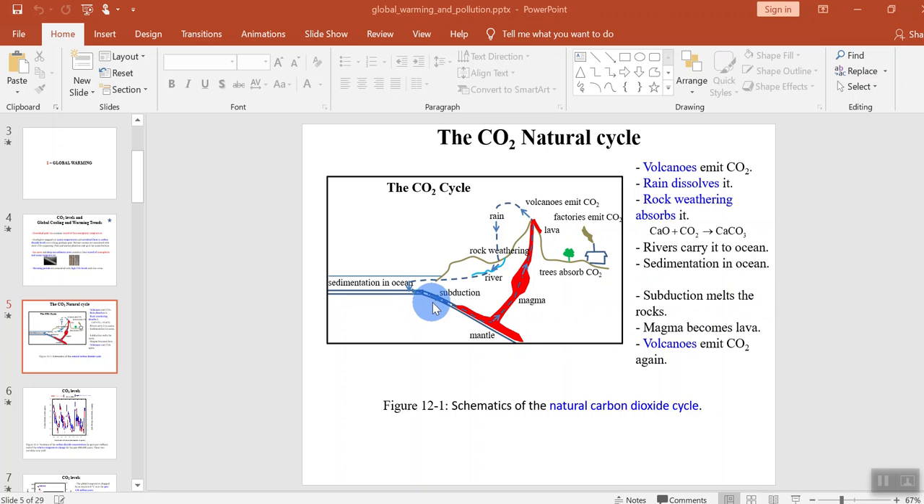Subduction melts the rocks. In other words, the plate tectonics. When a plate subducts underneath another one, at really great depths, temperature is high. These rocks melt, give magma, which becomes lava. Then volcanoes. Lava is emitted by volcanoes. Volcanoes contain a lot of carbon dioxide. They emit carbon dioxide. So that's the carbon dioxide cycle.